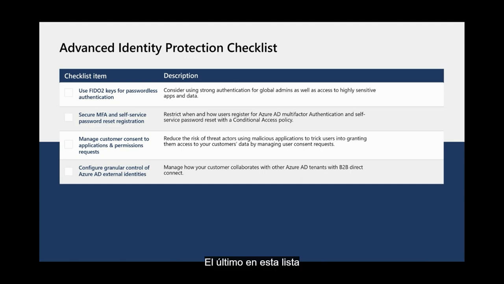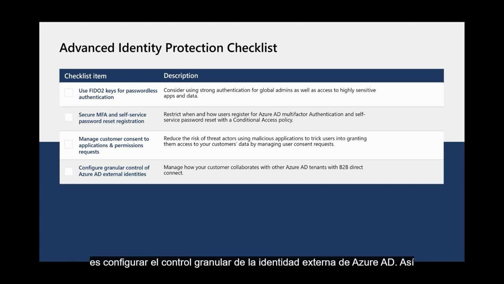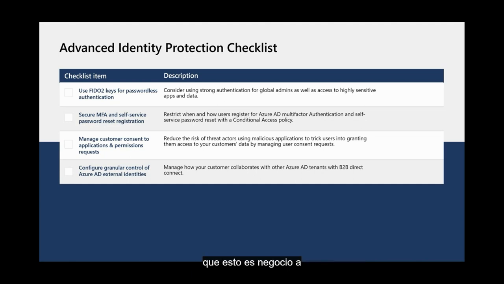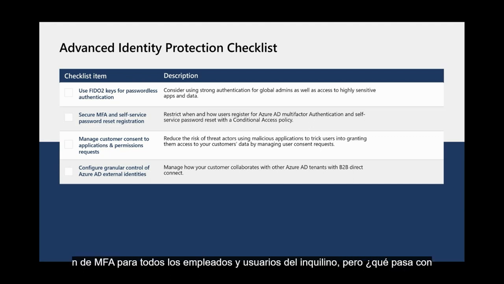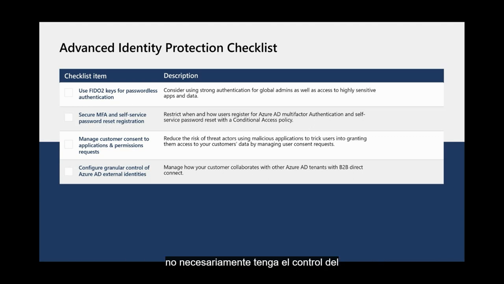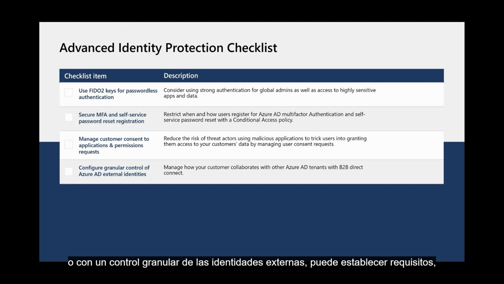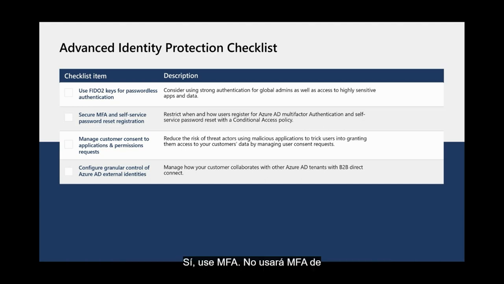The last one on this list is to configure granular control of Azure AD external identities. So this is business to business. We've already covered turning on MFA for all the employees and users in the tenant, but what about guests? Your customers or you may not necessarily have control of the tenant that the guests are coming from, but with granular control of external identities, you can set requirements. For example, you can require that guests use MFA. They won't be using your customer's MFA, but they will be denied access to your customer's tenant if they don't have MFA configured, which I think is a really good idea.